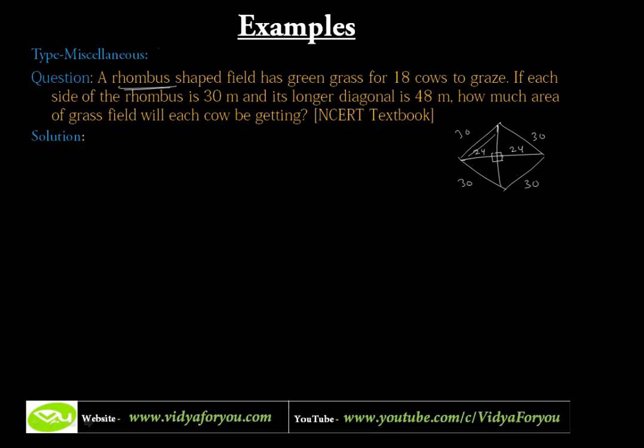Just keep in mind, you can find area of this triangle, you can find area of this triangle, whatever. So earlier we studied, right, if one of the diagonals is given and all sides are given, how to find the area. You can use Heron's formula, or we have this as 24, this as 30. Use Pythagoras theorem to find this. So just use the Pythagoras theorem and find this area, this area. Similarly, you find this area and this area.